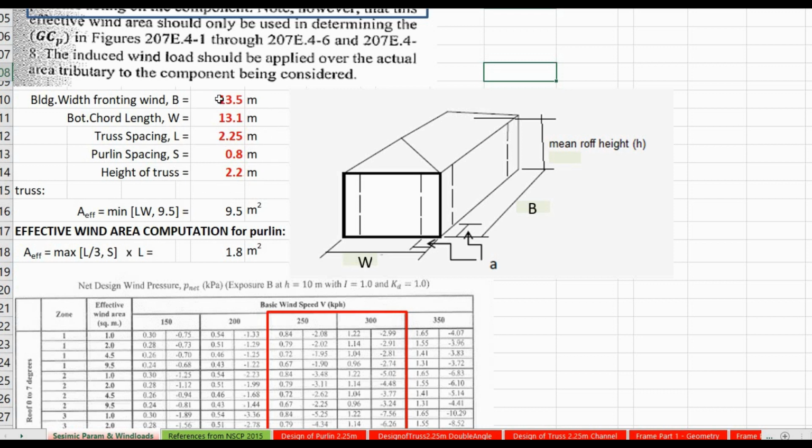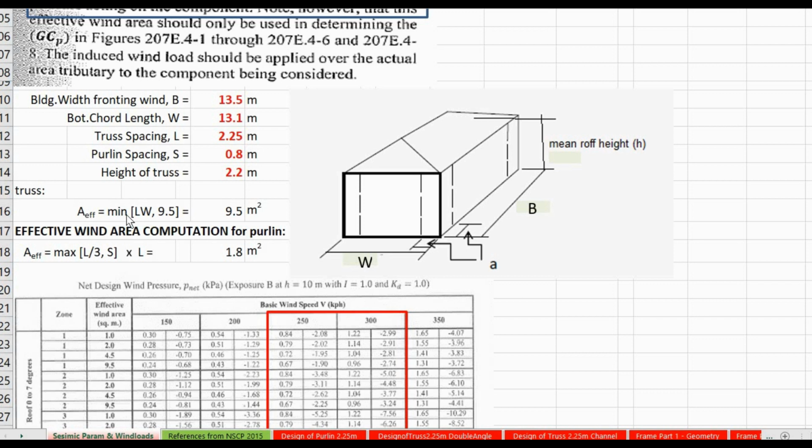So napansin nyo na red po ang ating mga inputs. And then our purlin spacing is 0.8. And finally, the height of truss is 2.2. And then you will notice that the mean roof height H is from the ground up to the mid height of your truss.